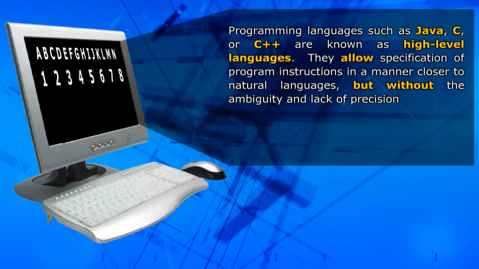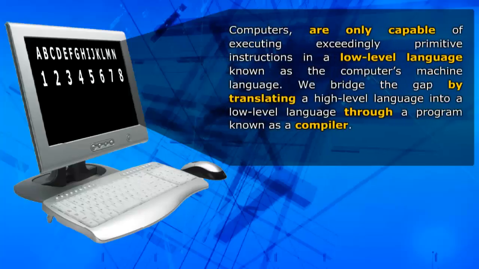Programming languages such as Java, C, or C++ are known as high-level languages. They allow specification of program instructions in a manner closer to natural languages, but without the ambiguity and lack of precision. Computers, on the other hand, are only capable of executing exceedingly primitive instructions in a low-level language known as the computer's machine language. We bridge the gap by translating a high-level language into a low-level language through a program known as a compiler.